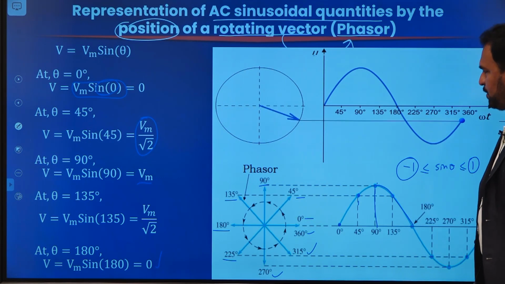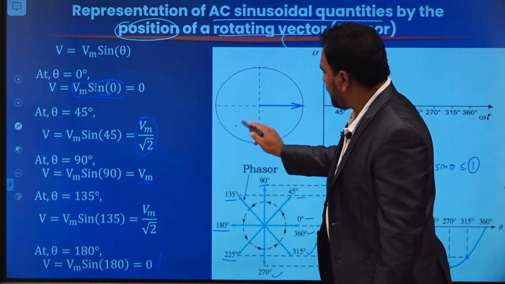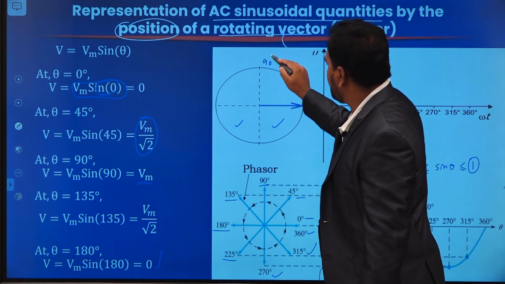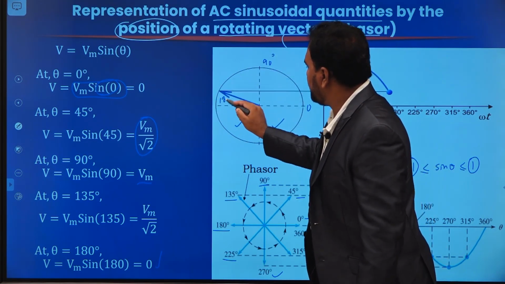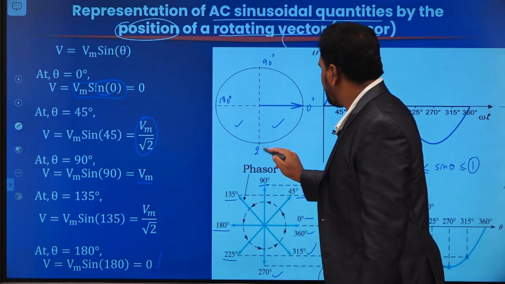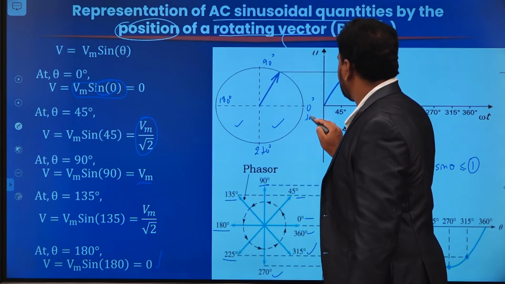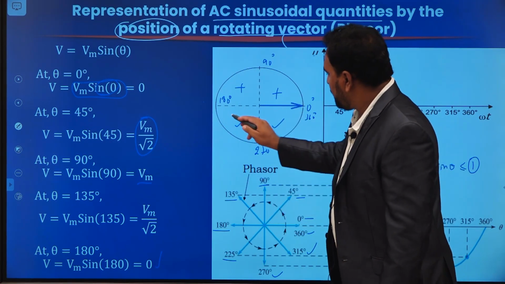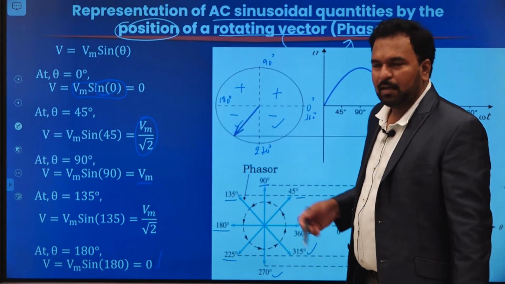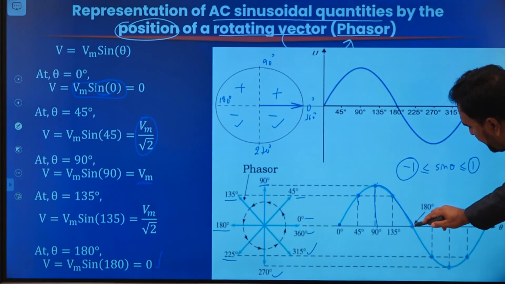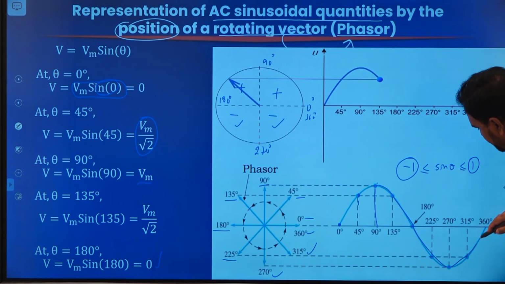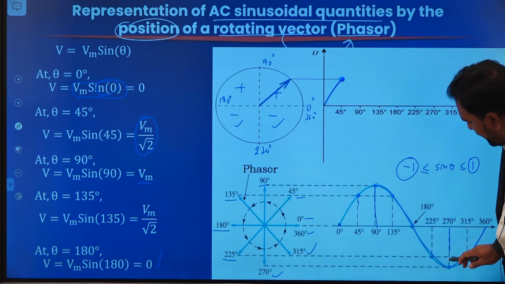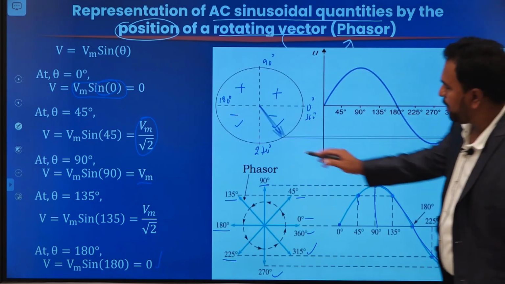So after 180 it is going into the third and fourth quadrant. So this is 0 degrees, 90, this is 180 degrees, this is 270 degrees and 360. We know that sin is positive in the first two quadrants. And what about the third and fourth quadrant? The sign is always negative. That's why after 180 degrees the magnitude reverses. And it reaches the negative maximum, that is minus Vm at 270 degrees.